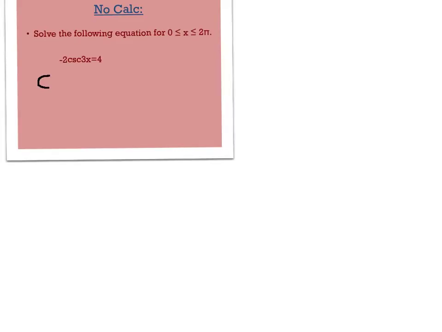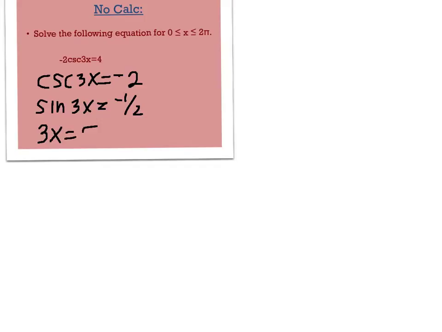So as we start, we know that the cosecant of 3x equals negative 2. If I divide out the negative 2 on the left, we know that cosecant and sine are reciprocal functions, so this also tells us that the sine of 3x equals the reciprocal of negative 2, which is negative a half. Take the sine inverse of both sides, and we're left with 3x equals the sine inverse of negative a half.